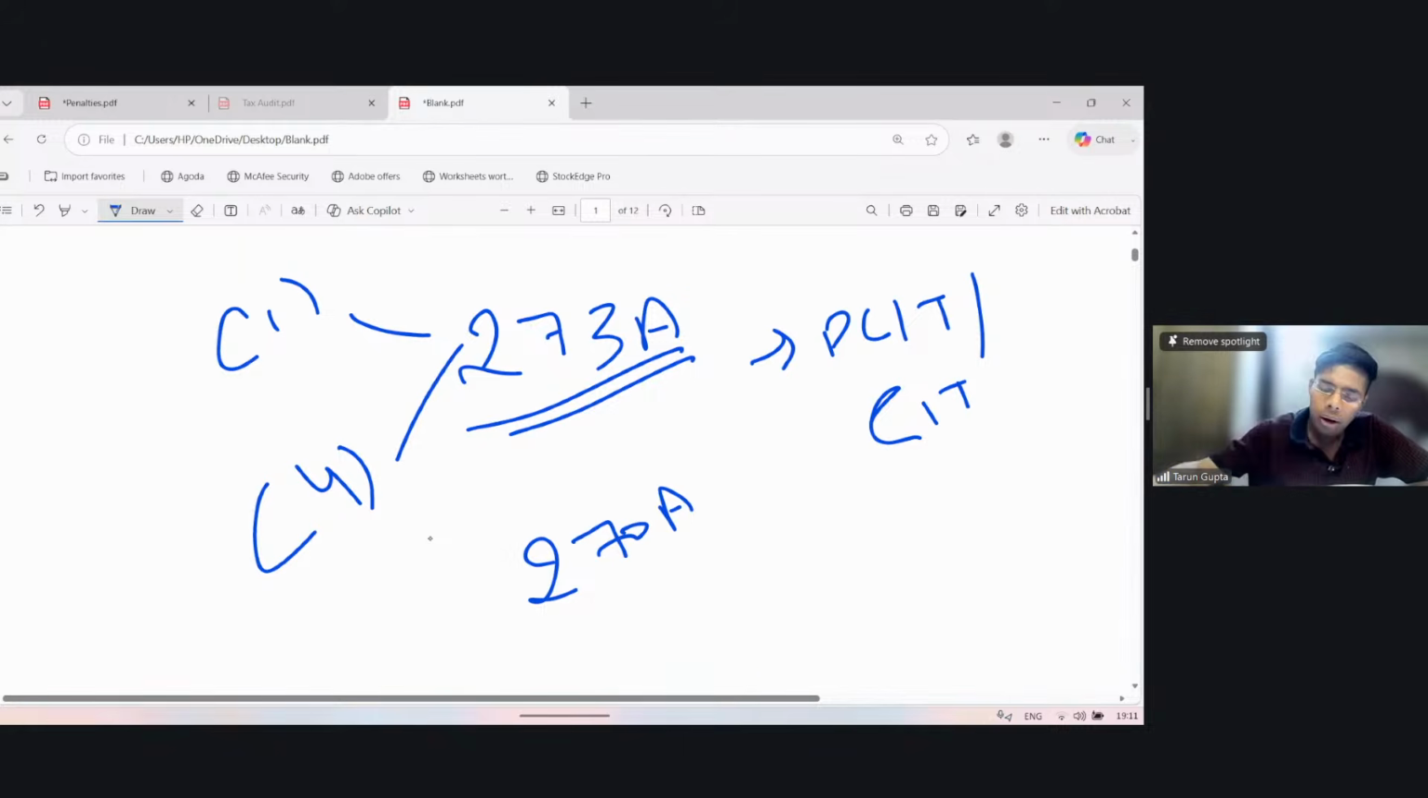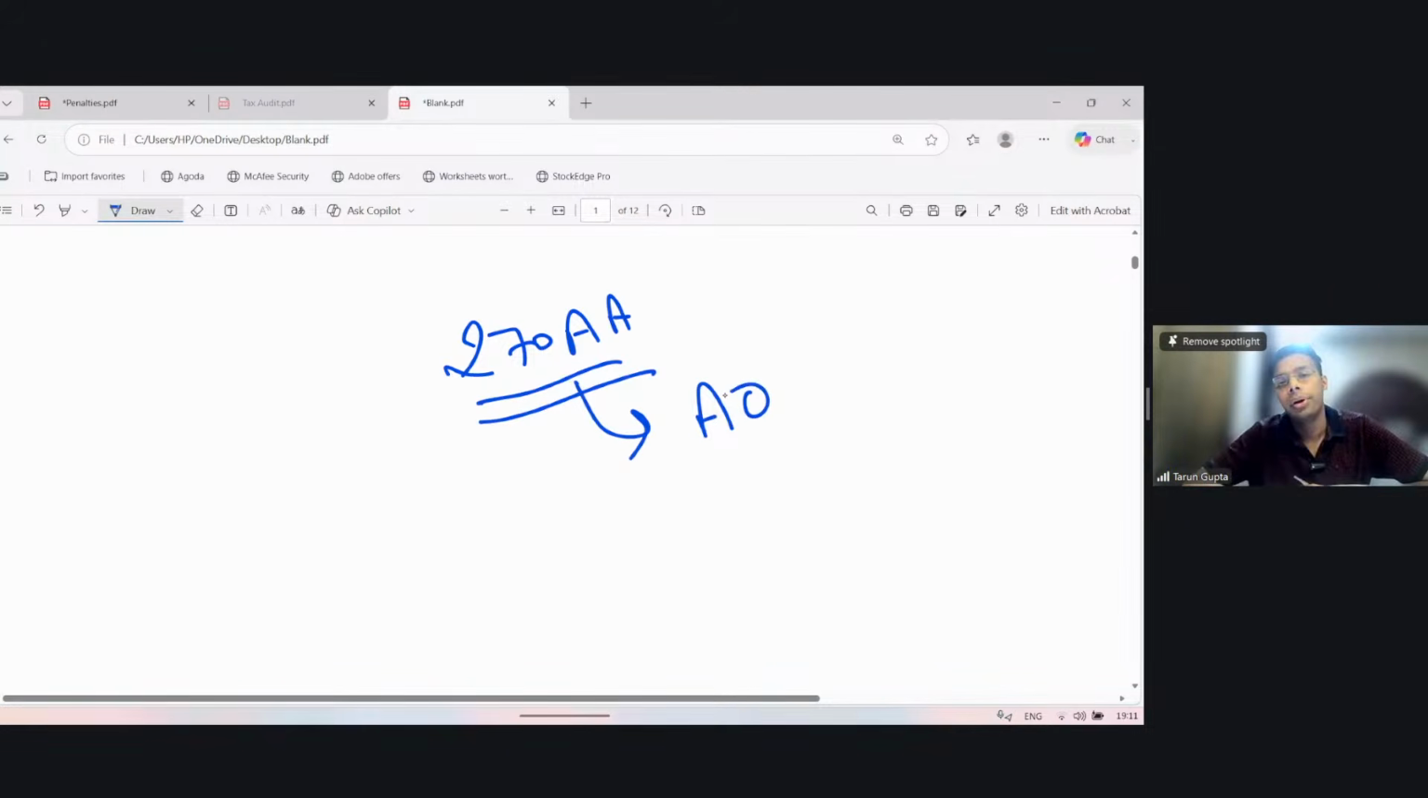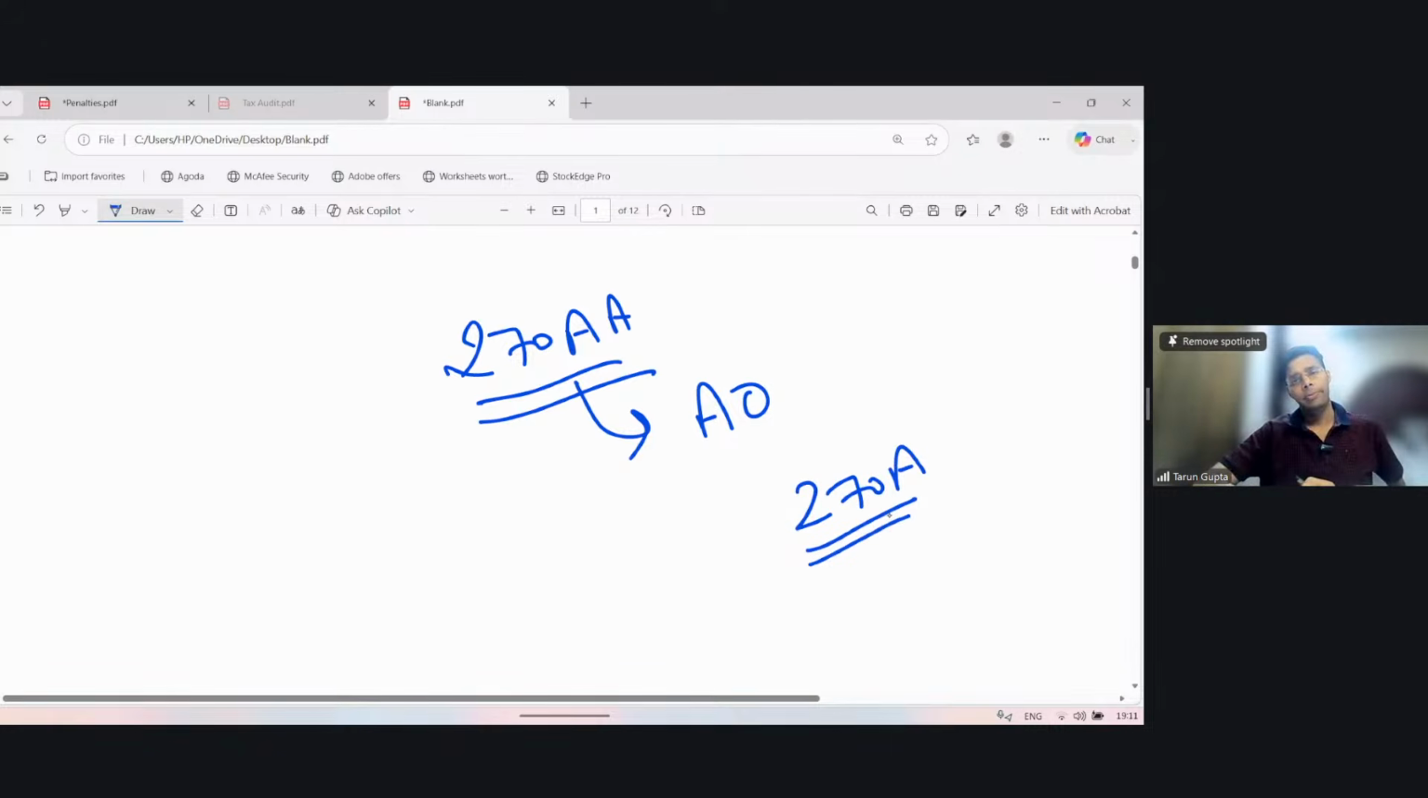We discussed. Now, there is another section, 270AA, in which the assessee can approach the AO, assessing officer, not the PCIT or CIT, and request him to waive the penalty under section 270A and also the prosecution proceedings. Okay. So an option is given to the assessee that he can approach the AO and request for the waiver of the penalty.